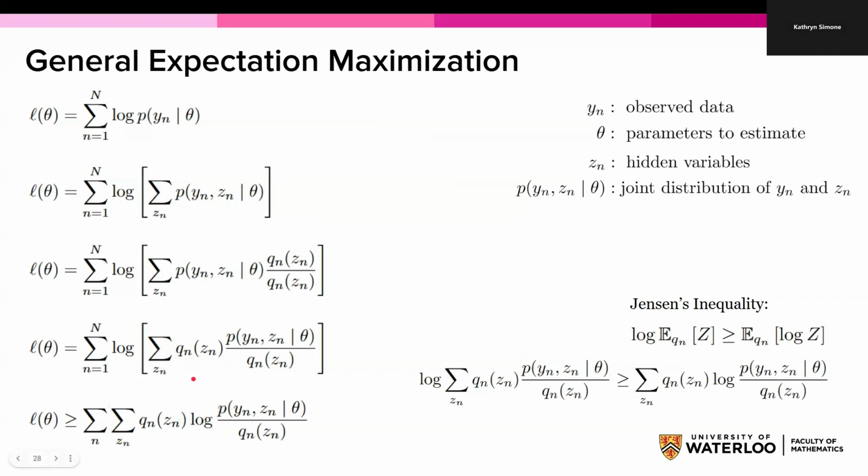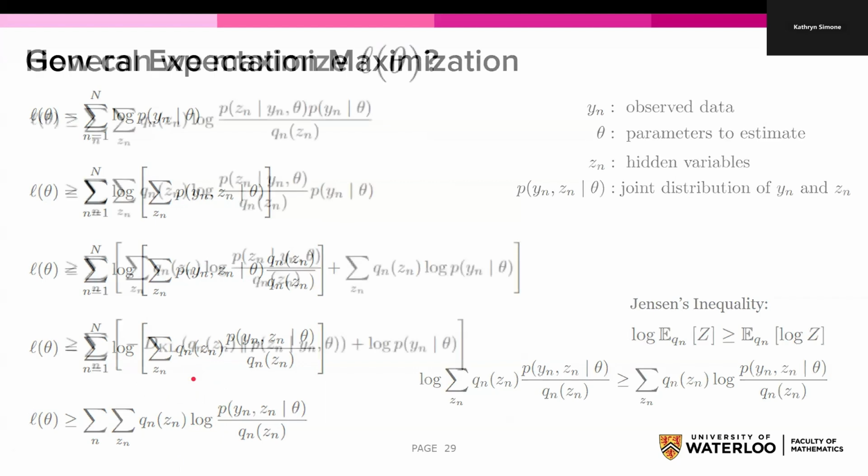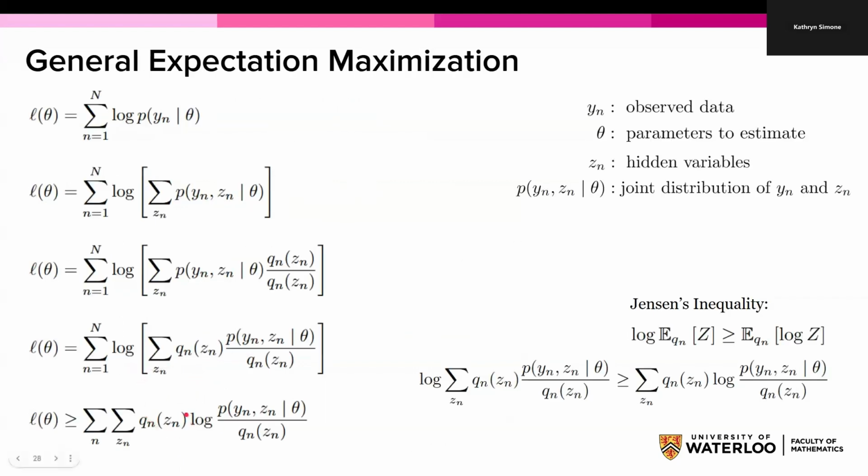As a result, we now have a lower bound on the original log likelihood. So the log likelihood can never be less than the quantity on the right-hand side. And this is neat because if we increase the function on the right-hand side, we will never decrease the function on the left-hand side.